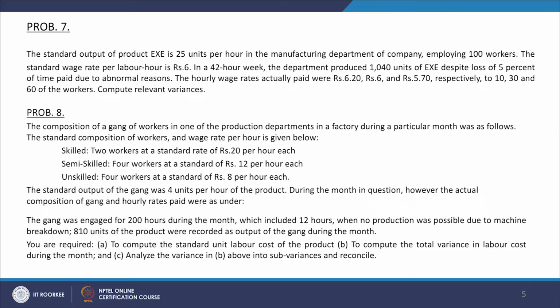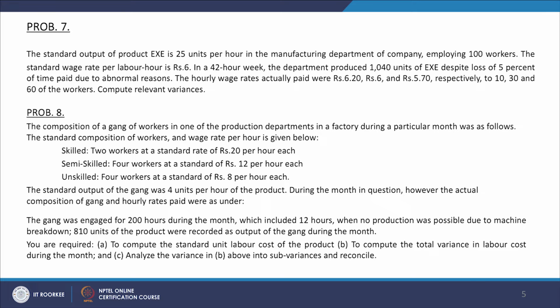And third is the unskilled. Unskilled workers are 4 in total, and they are paid at the rate of 8 rupees per hour per worker. The standard output of the gang was 4 units per hour of the product. All these workers, how many workers? 2 plus 4 plus 4, 10 workers, they are to produce in total 4 units in 1 hour.